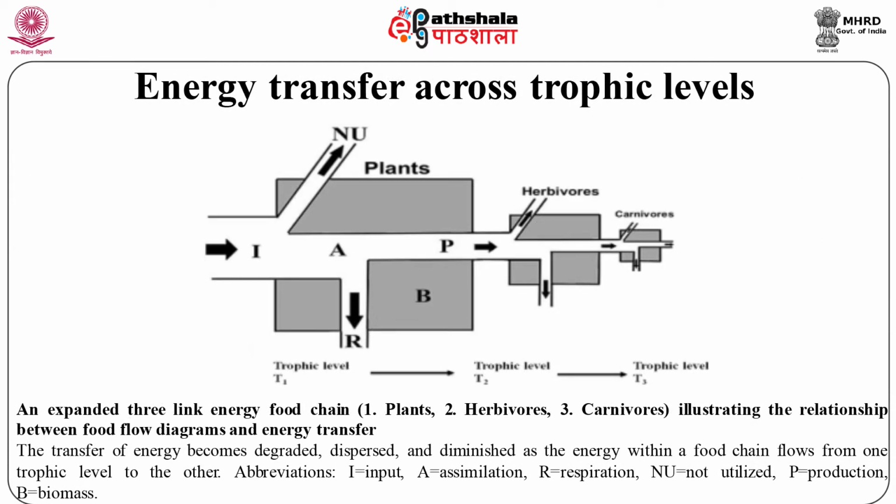This slide shows an expanded 3-link energy food chain. 1, that is the plants, 2 symbolizes the herbivores, and 3 symbolizes the carnivores, illustrating the relationship between food flow diagrams and energy transfer. The transfer of energy becomes degraded, dispersed, and diminished as the energy within a food chain flows from one trophic level to the other. I stands for input, A stands for assimilation, R stands for respiration, NU is not utilized, P is for production, and B is for biomass.